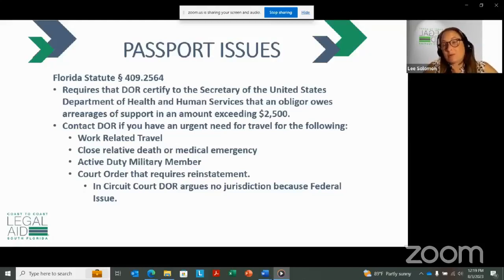However, generally what happens when these cases get to circuit court, the Department of Revenue will argue against the reinstatement, stating that the circuit court doesn't have jurisdiction because it's a federal issue with the passport. So it's not an easy thing to get a court order on it, but the best way is to pay it off.